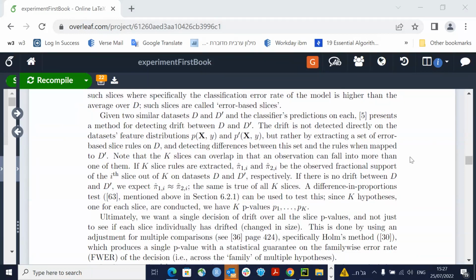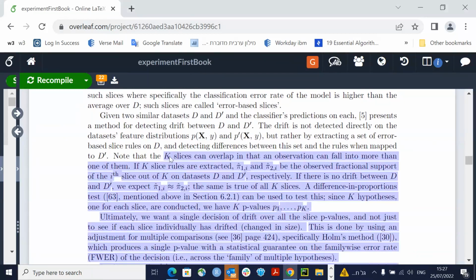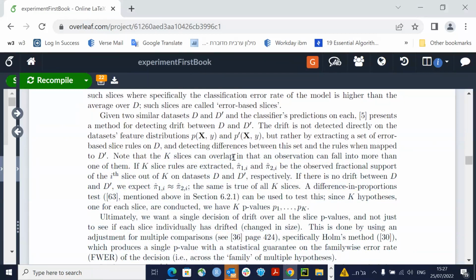Or maybe whether the classifier's accuracy is changing between the two data sets. One way to do it is through these intermediate slices, rather than doing drift on the data itself. So what we do here is we say that there are k slices found on the first data set. Notice that they can overlap. An observation can fall into more than one slice, and some observations don't fall in any of the slices.